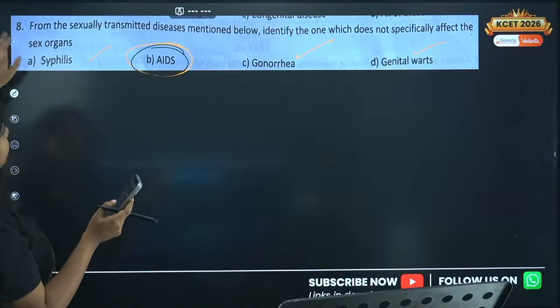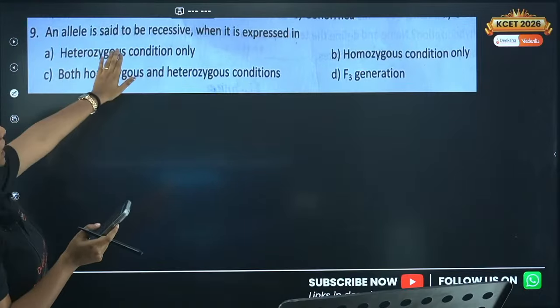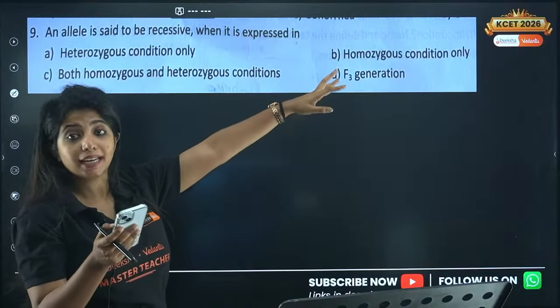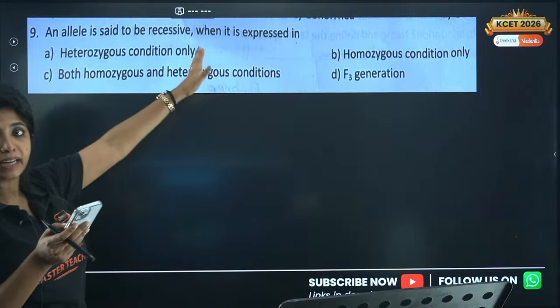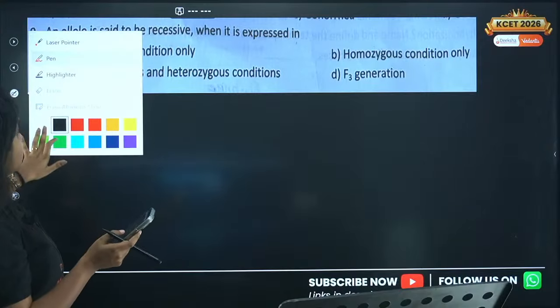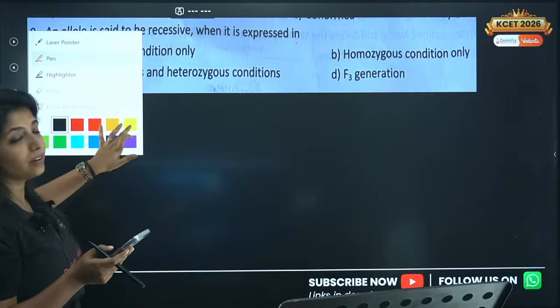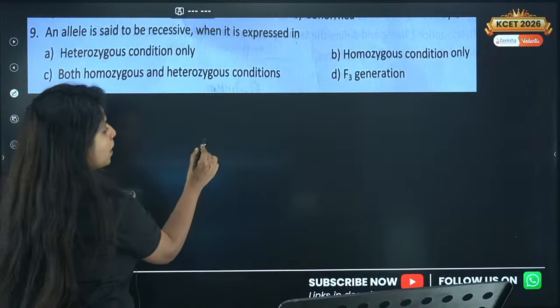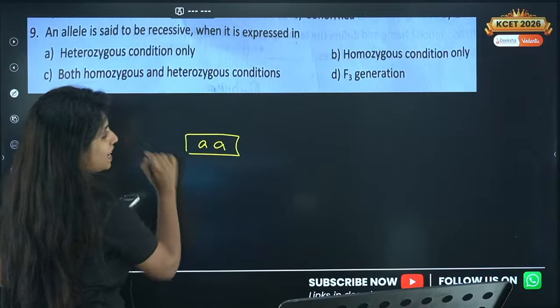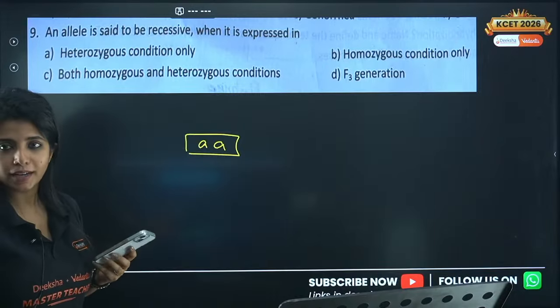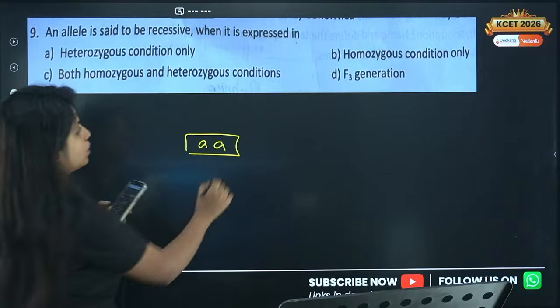Fine. Going ahead with the next question, an allele is said to be recessive when it is expressed in. When do you think alleles are said to be recessive, my dear children? When both of them are going to be the same. What do you call this condition? Homozygous condition. Okay, they are going to only express in homozygous condition.